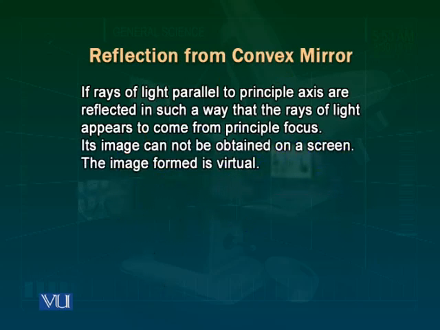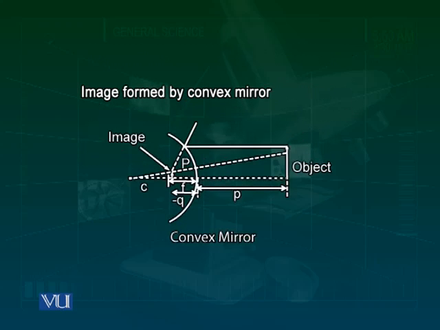If a ray is parallel to the axis, it is going to be reflected and pass through the principal focus. If it is directed at the pole, it is going to be reflected such that the angle of incidence is equal to the angle of reflection. In the case of a convex mirror, now the reflecting surface is outside.